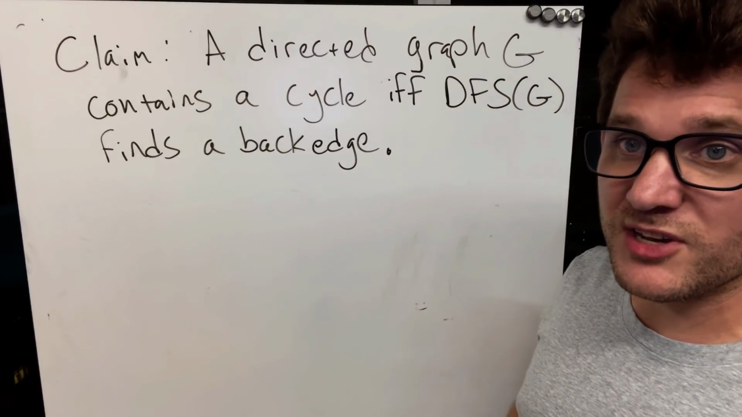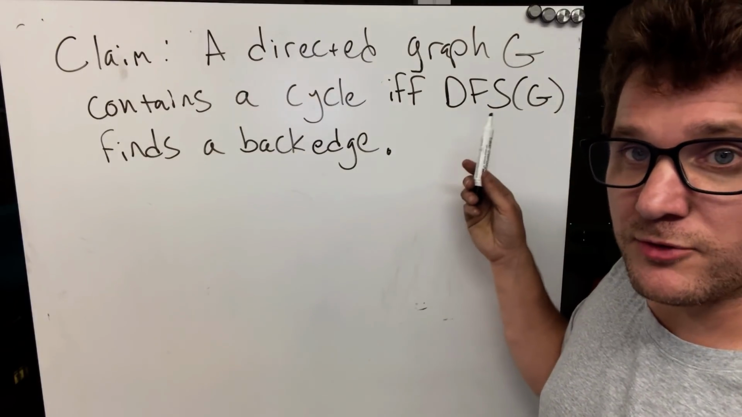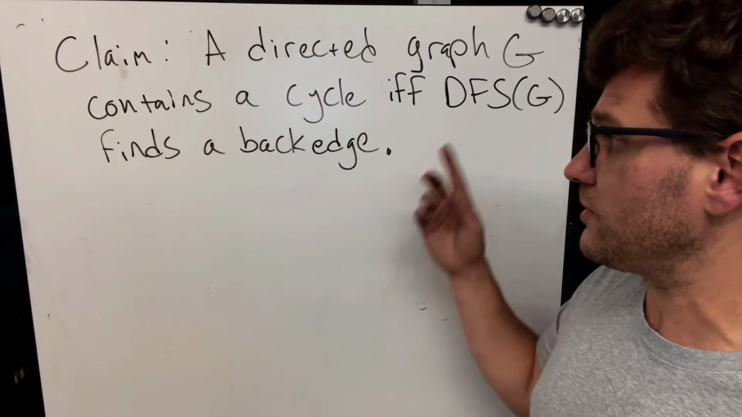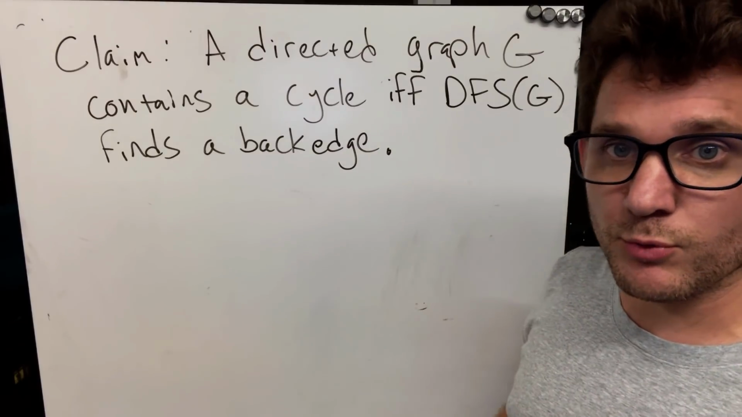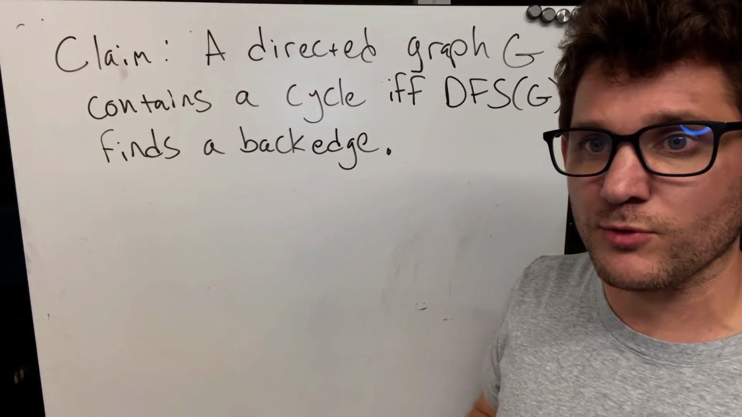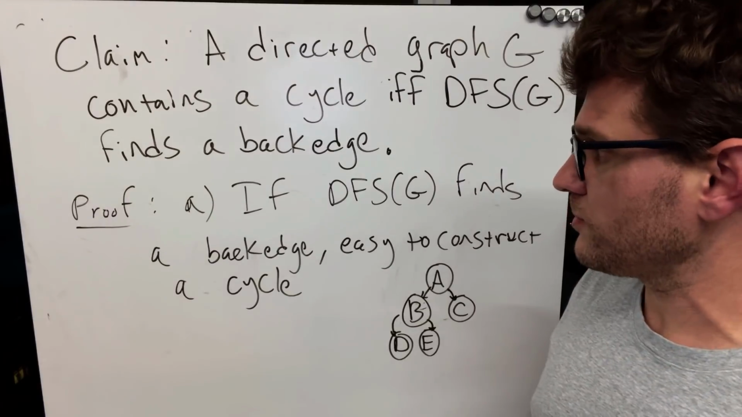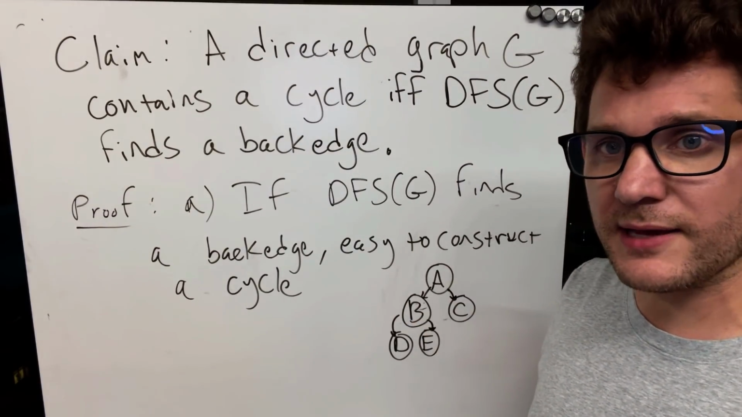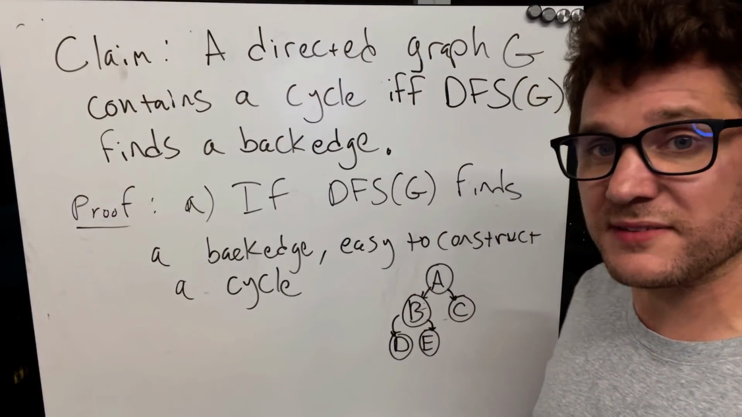So this directed graph G contains a cycle if and only if its depth first search finds a back edge, finds some back edge in the process of generating the DFS tree. Let's see if we can prove this fact, or at least give a sketch of the proof. All right, so let's do one direction of this proof. If the depth first search algorithm does find a back edge, how do we know that this graph has to have a cycle? Well, let's think about this.